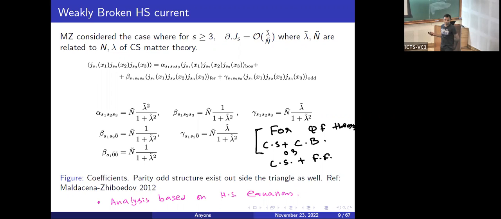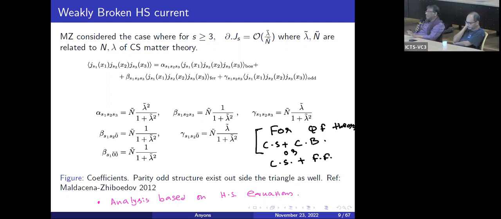Yeah, that I understand, for the del dot J is some JJ. But shouldn't there be some way of taking a limit in this correlator such that you see that the parity odd structure vanishes outside the triangle in the strict limit that the currents are conserved? Shouldn't there be some way to see that? Maybe.